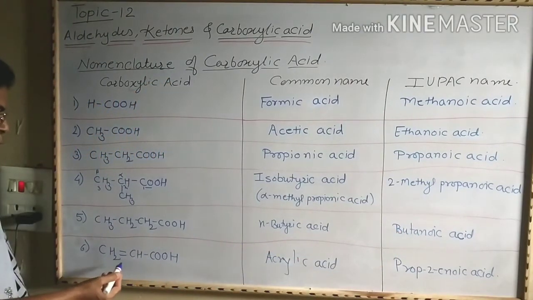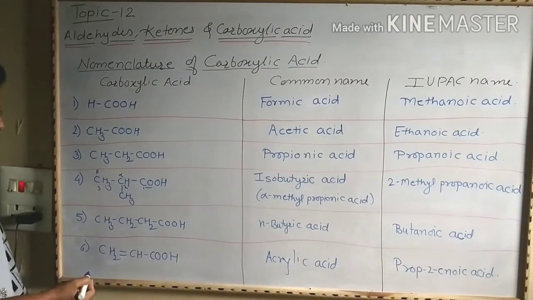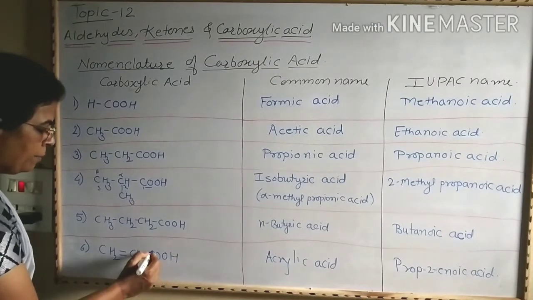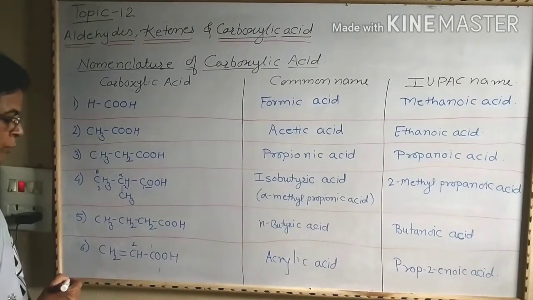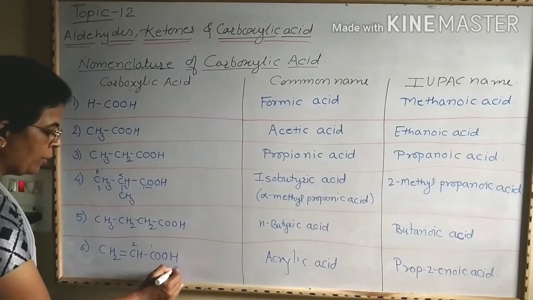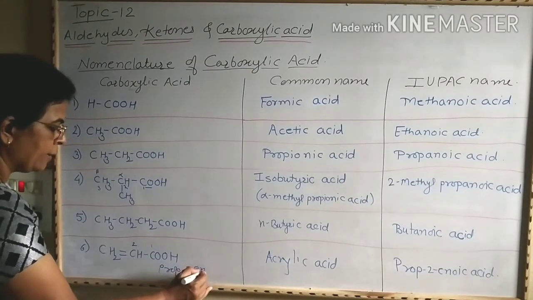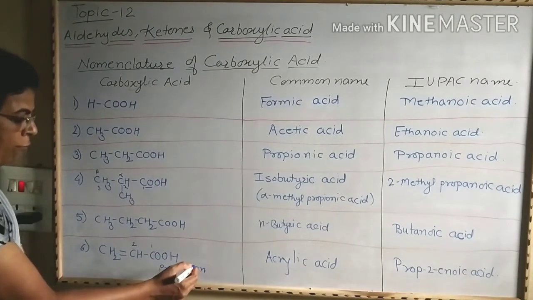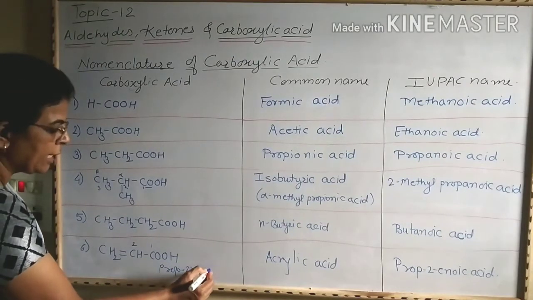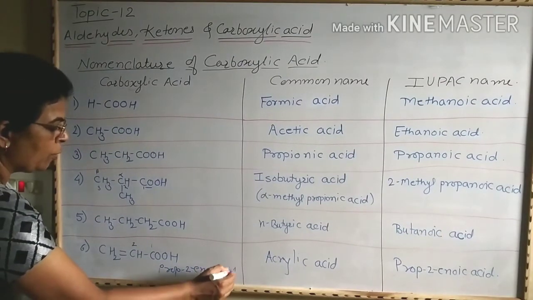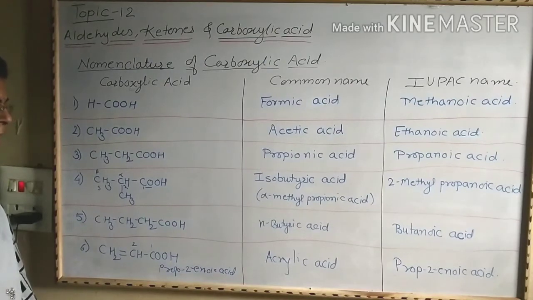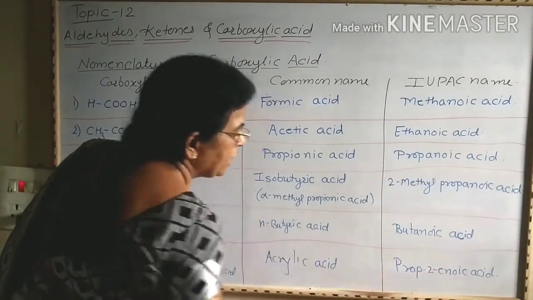Next 6 number, CH2 double bond CH, COOH. Common name of this compound is acrylic acid. Now here there are 3 carbon atoms and there is double bond, therefore it is propene. Now propene, but position of double bond is at 2 position, therefore it becomes prop-2-ene and replace E of propene by OIC acid, it becomes prop-2-enoic acid.